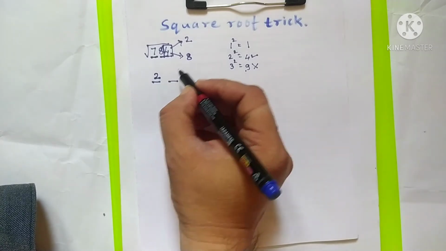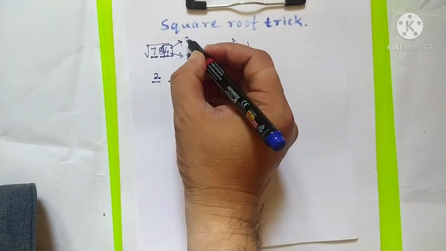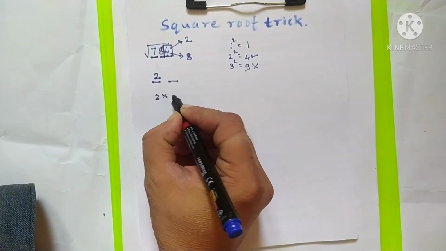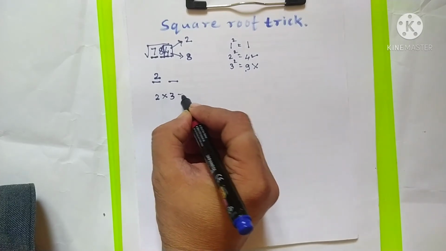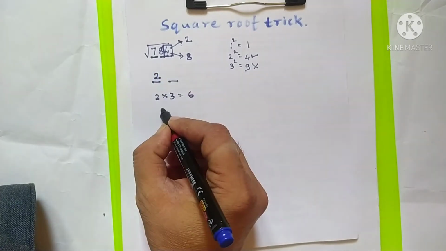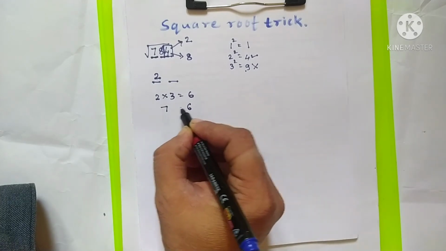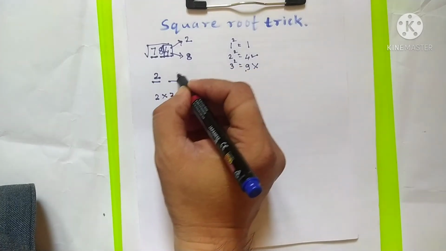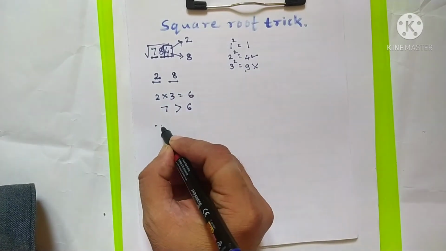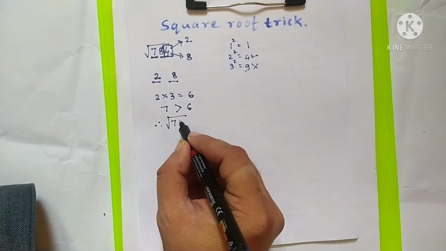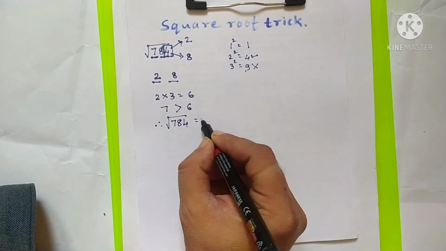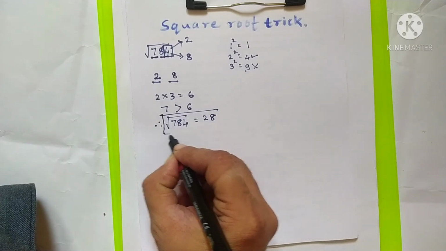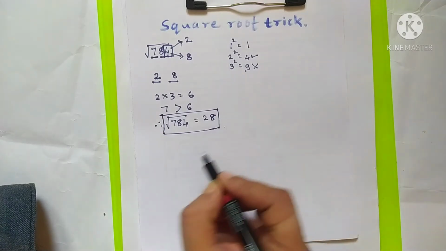Now in the unit place may be either 2 or 8. To find out which one, take this 2 and multiply it with its next number. 2 3s are 6. Now observe this 7 and 6, compare. 7 is greater than 6, which means you have to take the greater number 8. Therefore we say the answer, square root of 784, is equal to 28. This is a simple method. Try to practice it again and again.